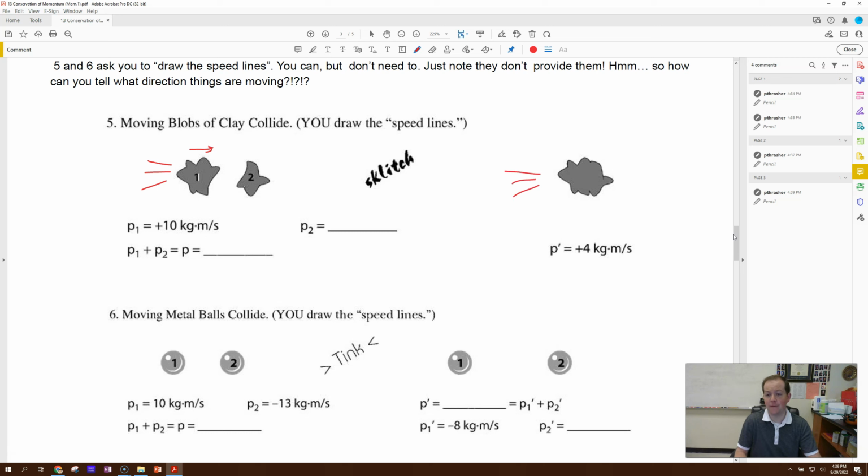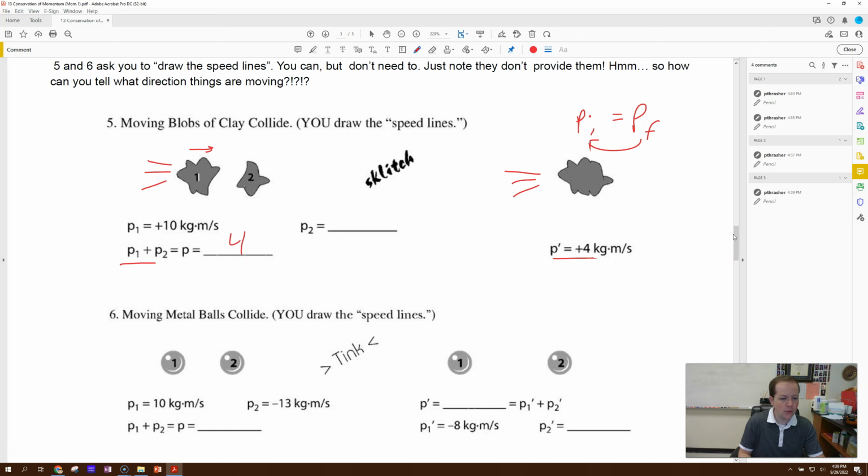Positive meaning it's flying to the right of 4. That's the final momentum. Well, if I know the final momentum, momentum's conserved. The final is the initial in total. So the final is 4. The total in the beginning must be 4.